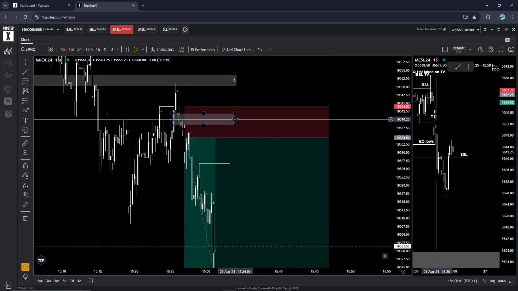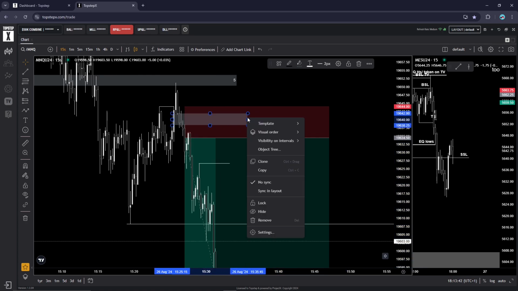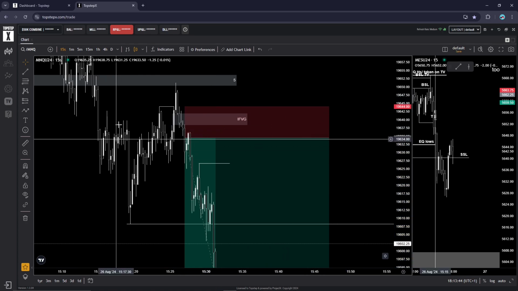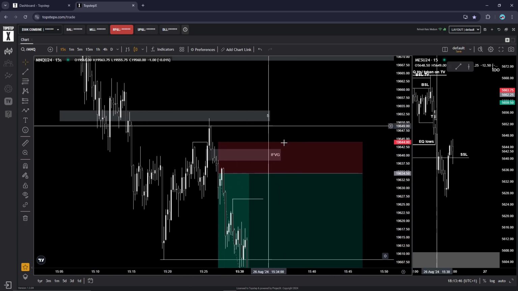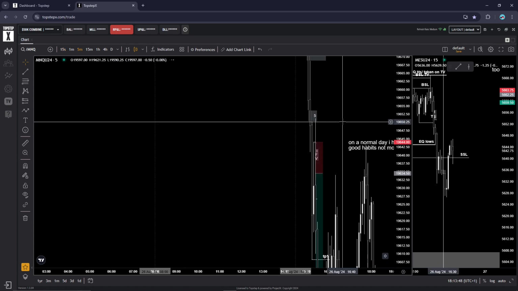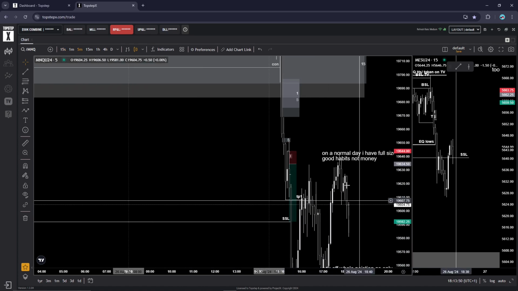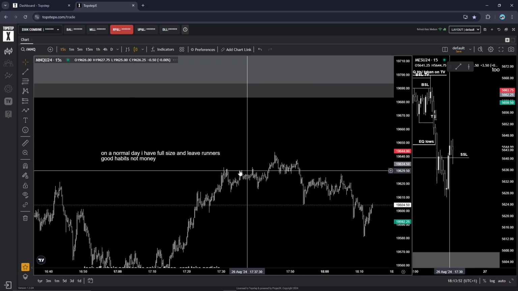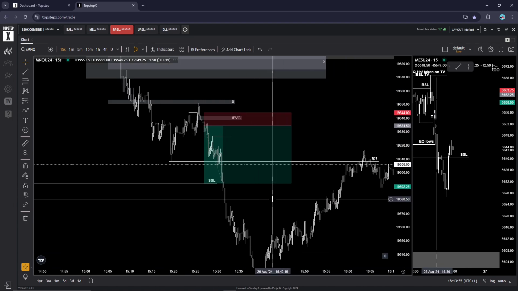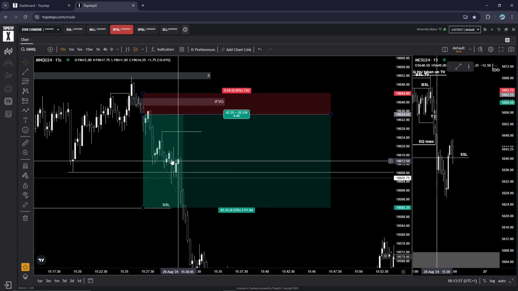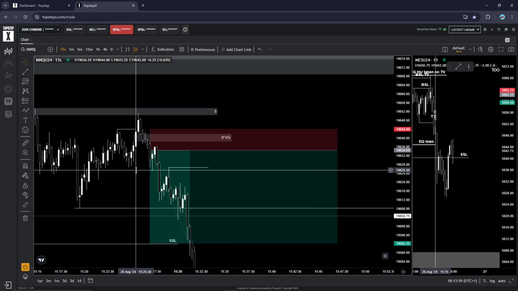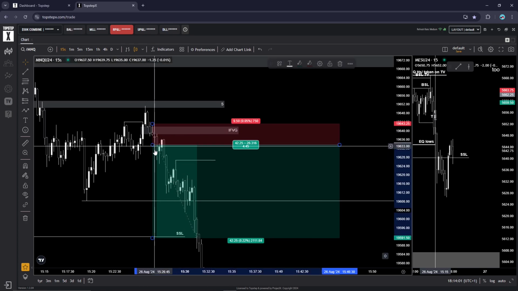This imbalance got ran through, so I expect this to be an inverse. This is a model inside of a bigger 5 minute model, inside of a bigger sell model down here. So once I got the confirmation, we want to go lower with that inverse. I took a stab short. I think I got filled. I must have got filled here.